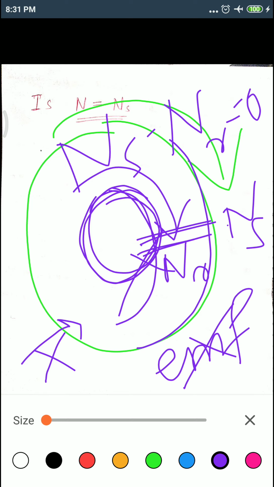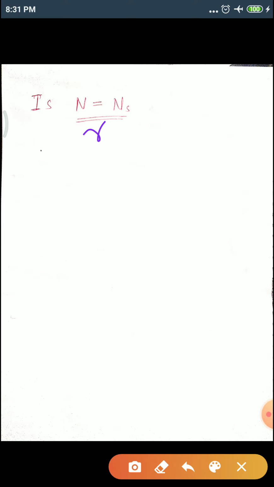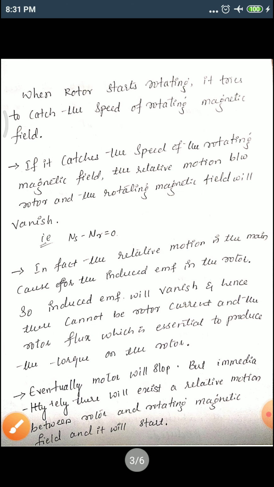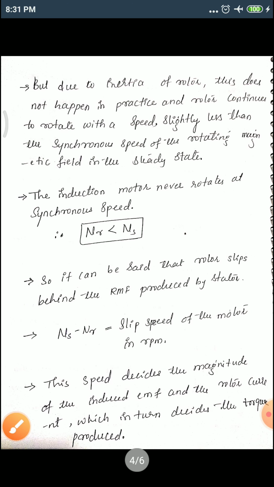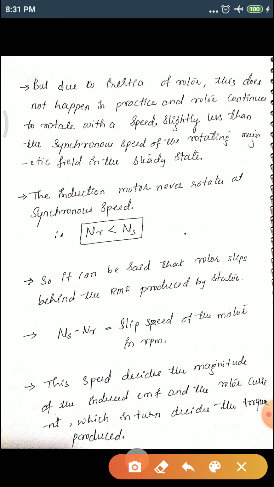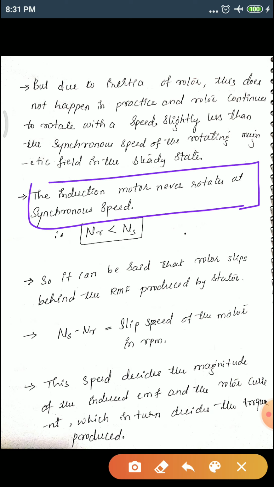This is why NR, the rotor speed, will not be equal to NS. Therefore, just remember this sentence: the induction motor never rotates at synchronous speed.